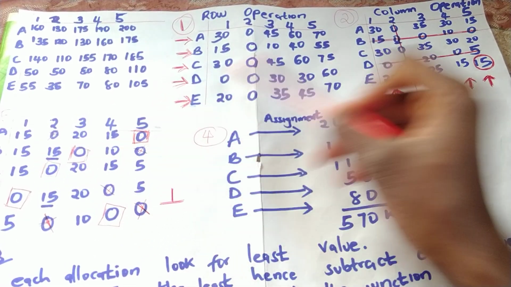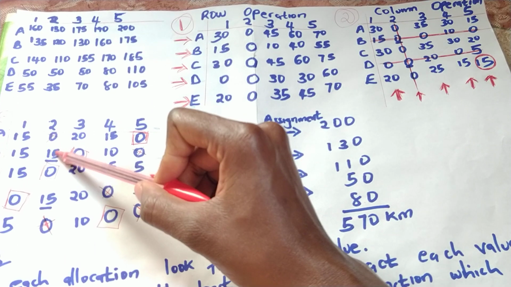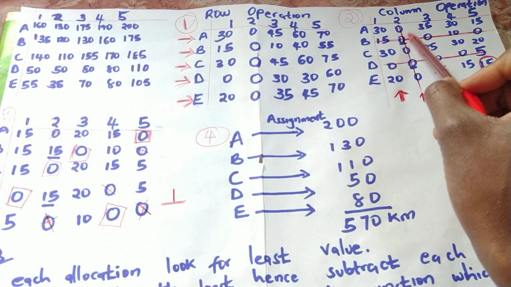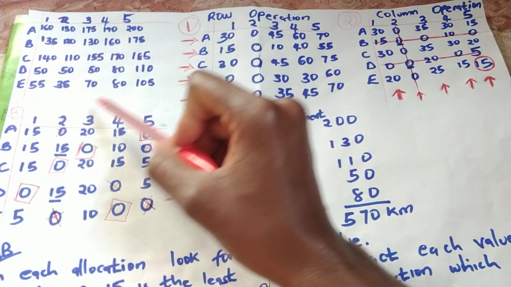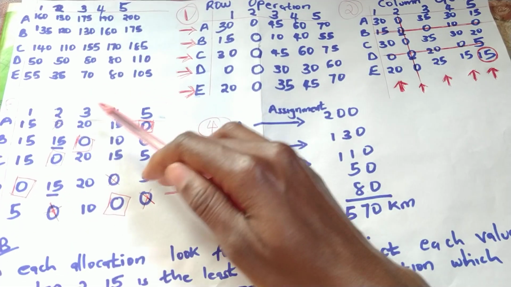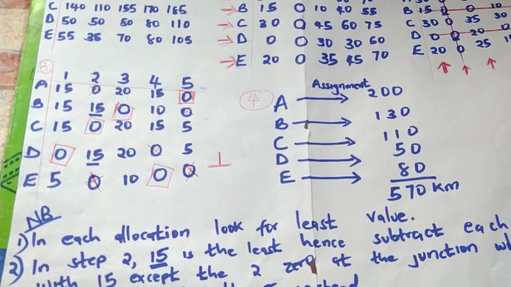Okay, 30 minus 15 will give you 15, but 15 minus 15 will give you 0. And since this row is along this line, you don't touch it, you leave it here, except for this, which is at the junction here. Because it is at the junction, you will add 15 here. You'll do the same with the rest. After doing so, this is where you'll come and do your assignment.